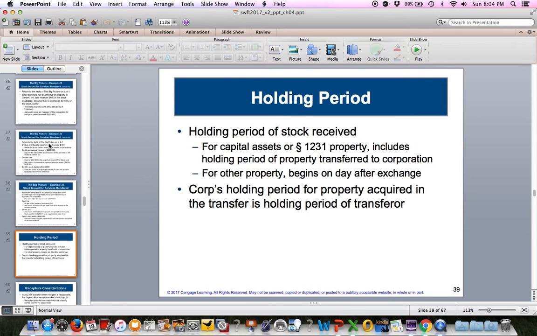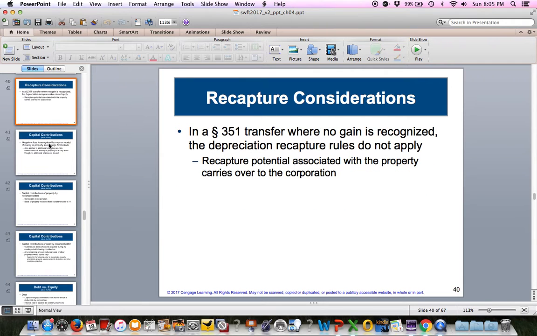Okay, so holding period of stock received for capital assets or Section 1231 property include holding period of property transferred to corporations. For other property begins on day after exchange. The corporation's holding period for property acquired in the transfer is holding period of transfer. A Section 351 transfer where no gain is recognized, the depreciation recapture rules do not apply. Recapture potential associated with the property carries over to the corporation.